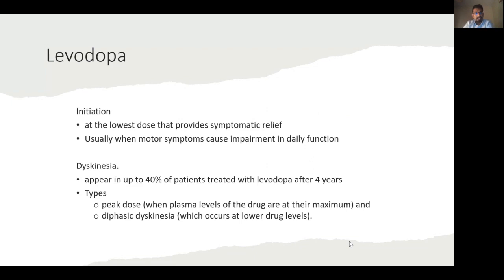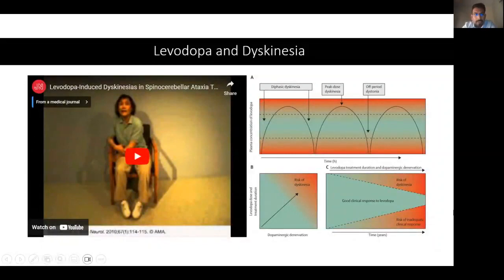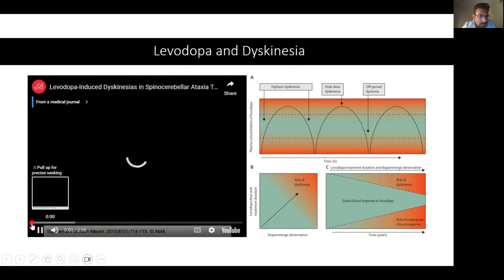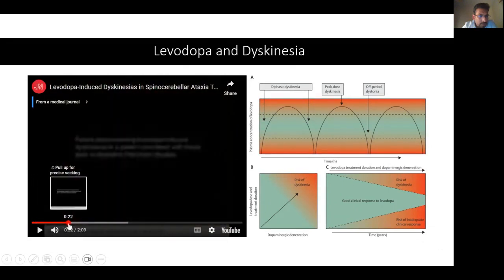We can see dyskinesia. We can divide the dyskinesia into peak dose dyskinesia and diphasic dyskinesia, which I will try to explain in this slide here. Before going to the individual discussion, let's have an idea about what a dyskinesia looks like. Again, in movement disorders, visual impression is very important.